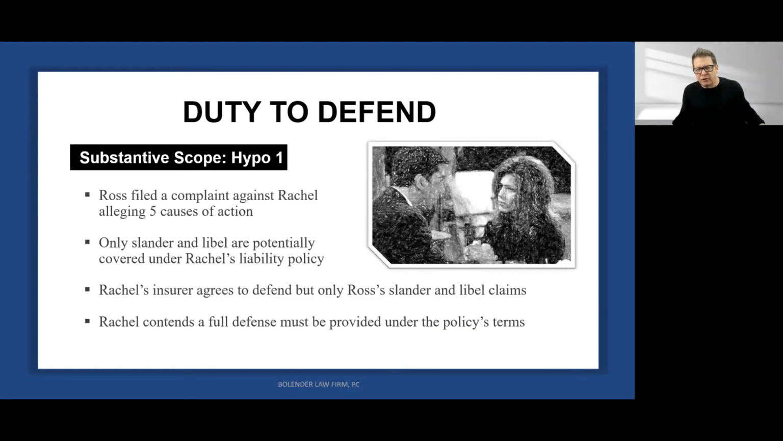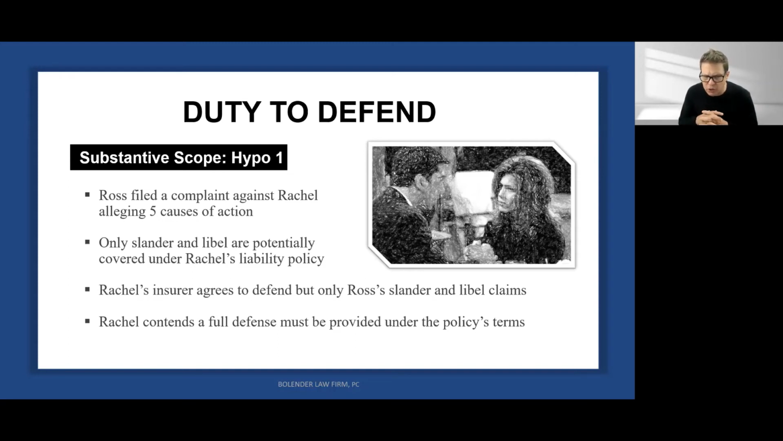I want to turn from the temporal scope of the duty to defend to the substantive scope. Let's look at hypothetical number 1. Rachel is facing liability on 5 counts and only 2 are potentially covered: slander and libel. Now, defamatory torts are covered under a different insurance agreement in the CGL policy that we looked at earlier. So we have 5 counts against Rachel, only 2 are potentially covered. This is what is known as a mixed action.